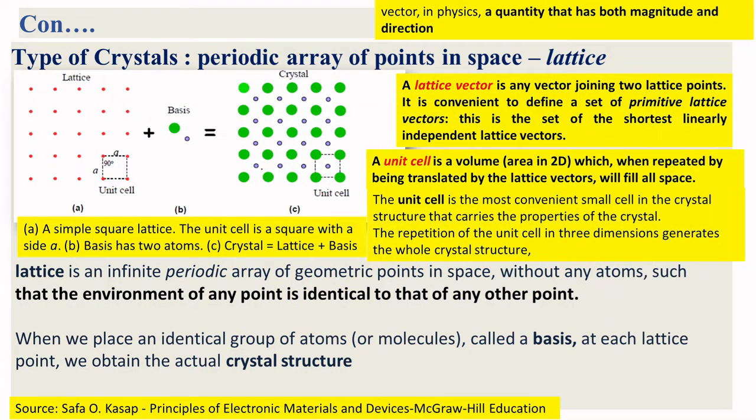See, when you speak about what we mean by an actual crystal, the crystal is nothing but a sum of lattice and basis. What is a lattice? A lattice is nothing but a periodic array of geometric points in space, infinite, but it doesn't have any atoms. And the environment of any point is identical to that of any other point.